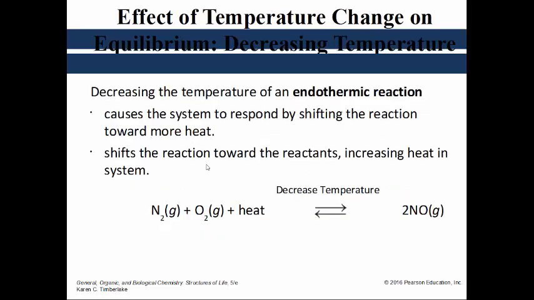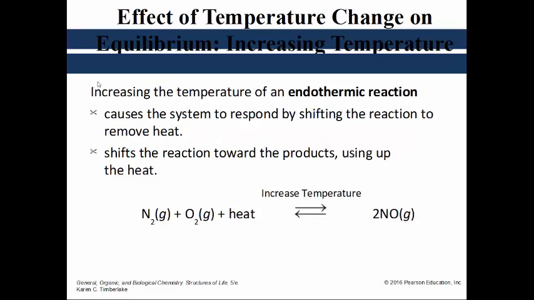Alright, now we'll talk about how temperature changes can impact equilibrium reactions. First we'll talk about decreasing temperature in an endothermic reaction. If you decrease temperature in an endothermic reaction, the system will respond by shifting the reaction toward more heat. So the shift will go toward the reactants, increasing the heat in the system. So in this example here, nitrogen gas plus oxygen gas plus heat will give you 2 moles of nitrogen monoxide. But if you decrease temperature in an endothermic reaction, the shift will be toward these reactants, adding more heat to the system.